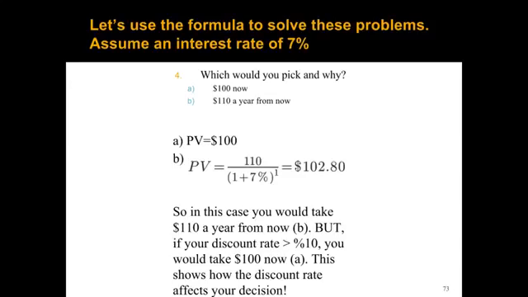But if our discount rate was greater than 10%, you would take $100 now. That makes sense intuitively, because what that says is that if I can make more than 10%, then a year from now, I would have more than $110 in my bank account. So this hopefully shows you how the discount rate can really affect your decision.